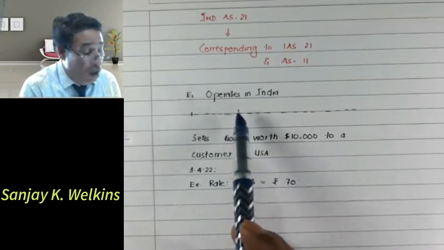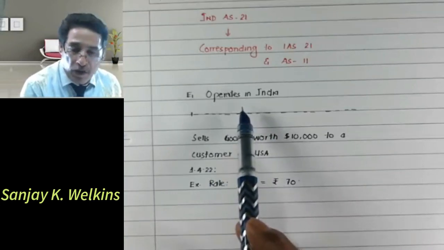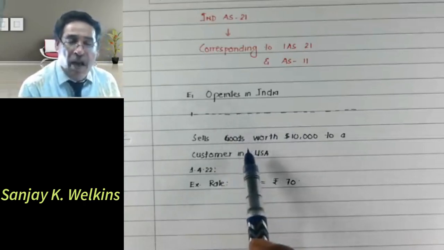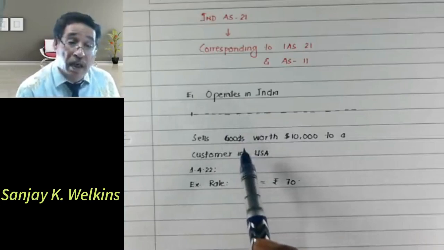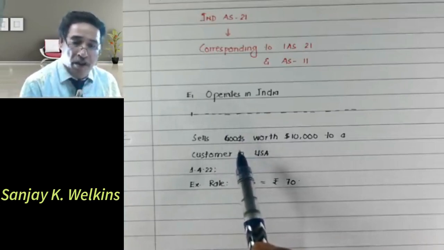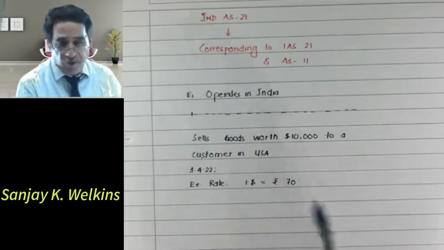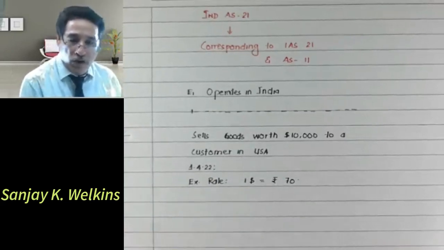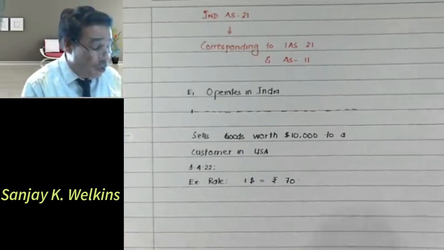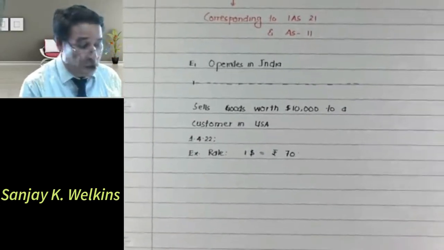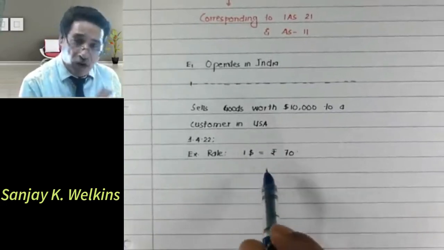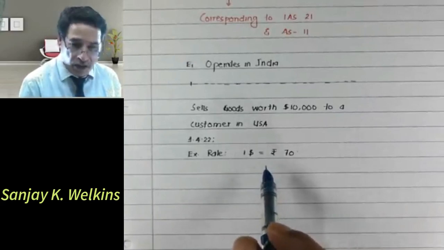Entity E1 is operating in India. Its home currency is rupees, no doubt about that. So any other currency will be considered as foreign currency, at least keeping into guidelines of the existing accounting standard AS 11, correct? Under AS 11, foreign currency means any currency which is other than the domestic currency or the home currency. So, because entity E1 is operating in India, its home currency or domestic currency is rupees, and all other currencies will be considered as foreign currency. That is what we have studied in our earlier phases of education.